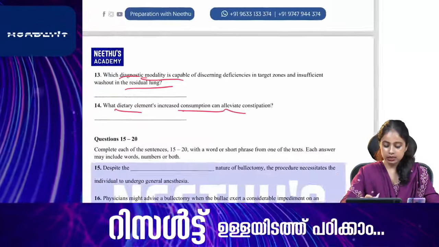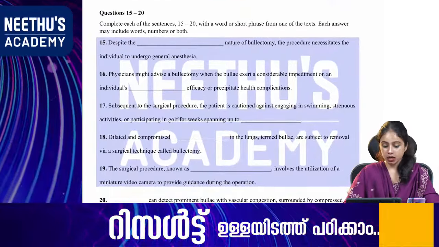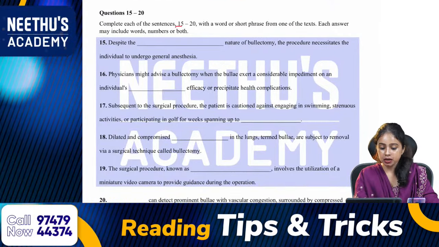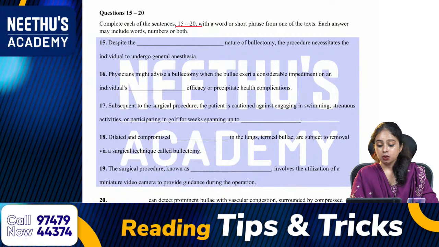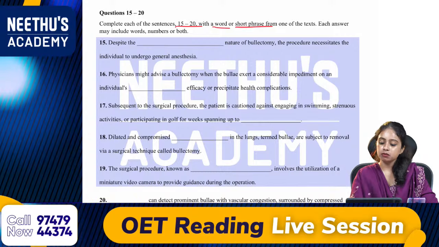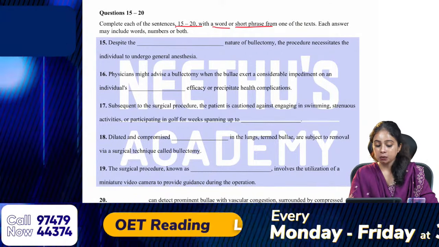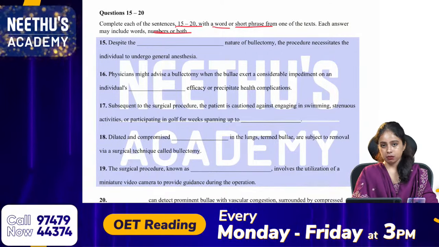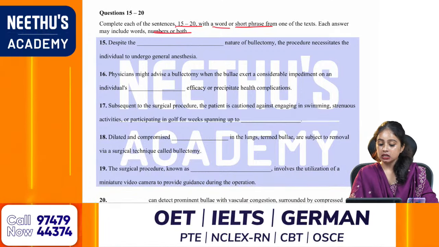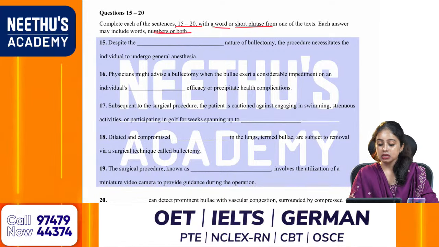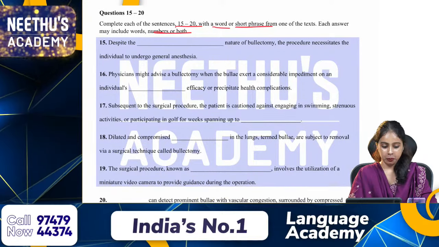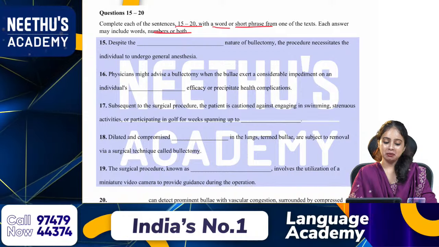Then the next set of questions, 15 to 20. Same thing, complete each of the sentences, 15 to 20, fill in the blanks type of question with a word or a short phrase. Again, a word or a short phrase from one of the texts. Each answer may include words, numbers or both. So the 15th one: despite the dash nature of bullectomy, the procedure necessitates the individual to undergo general anesthesia. You got 7 out of 7, very good, Abhi.